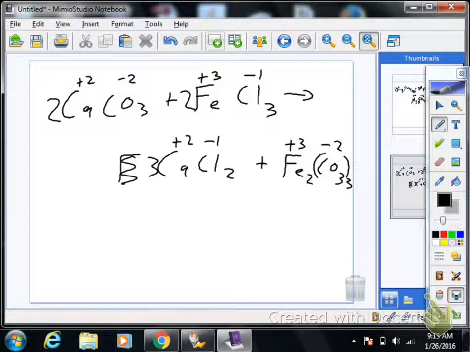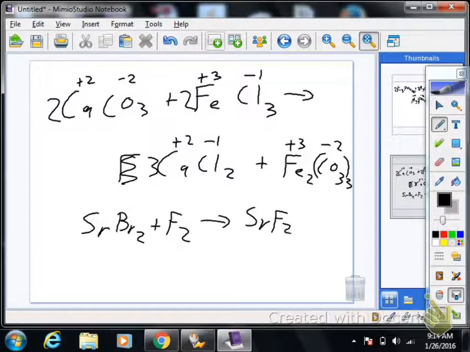And then the last one will look like this. I'll go ahead and do that one real quick. It's SrDR2 plus F2. It's going to give you SrF2 plus DR2. Any questions on that? So that would be the last one. Okay. Come in if you got questions, some things you need to work on in that. That would be great.